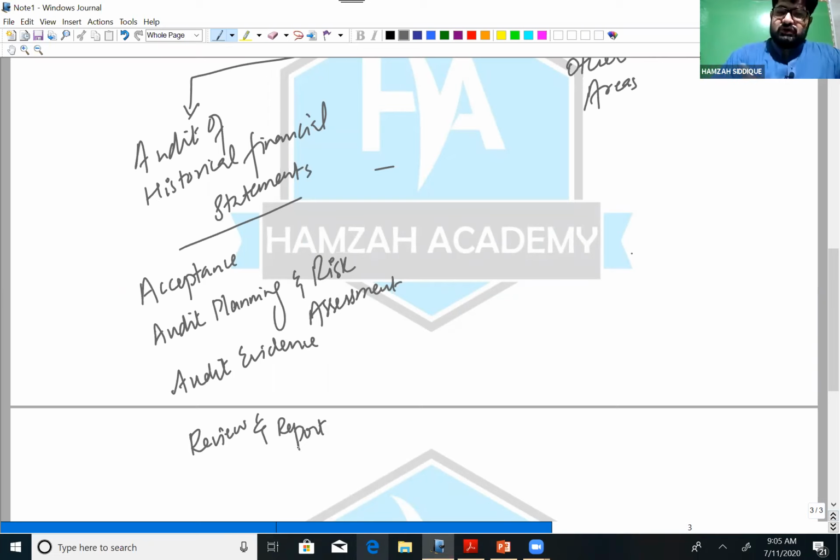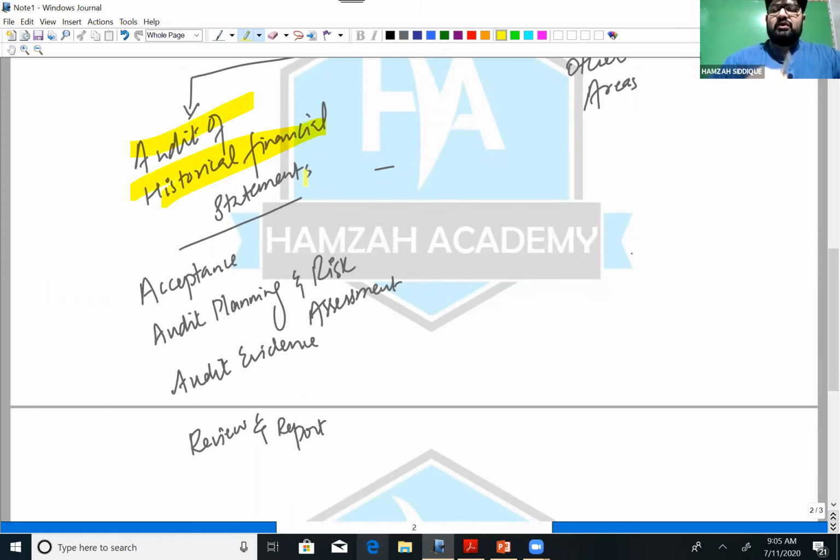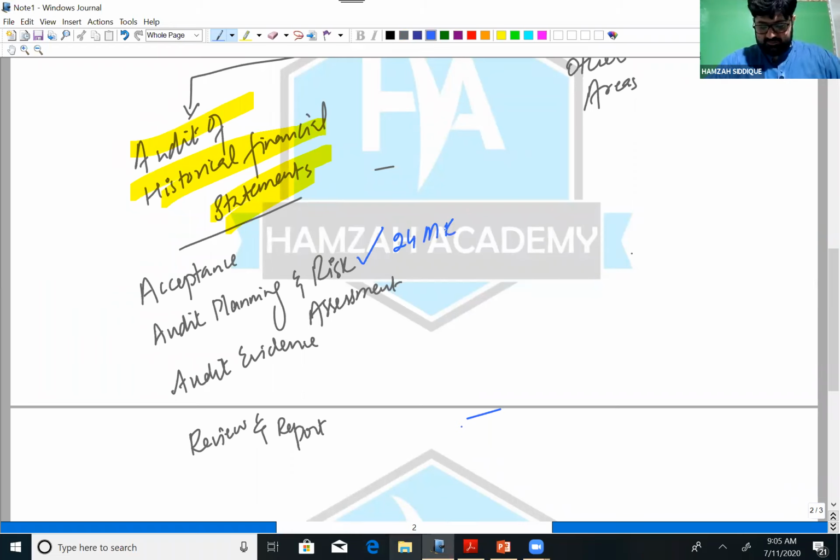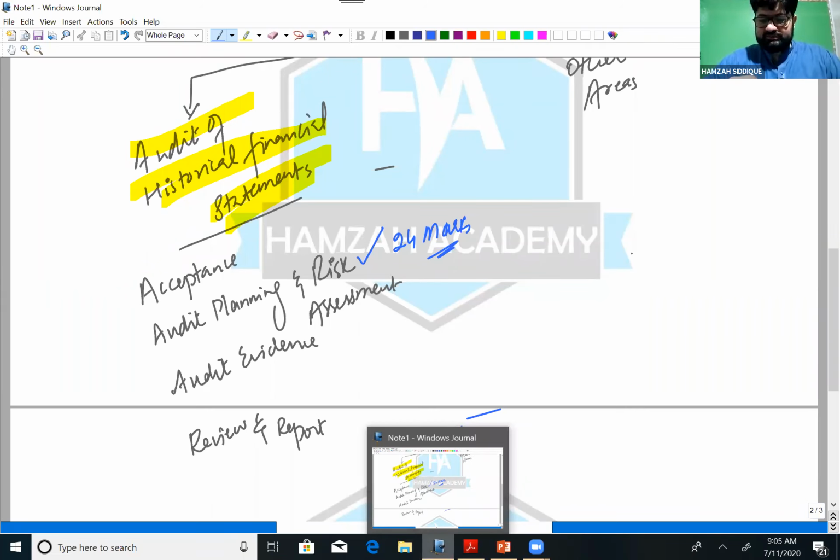Students, this audit of historical financial statements is actually based on your previous knowledge. But again, as I have said, we will be studying it afresh. Now remember this area, planning and risk assessment: around 24 marks on average, tested in every exam. Audit evidence is tested at around 20 marks on average, maybe from 20 to 30 even sometimes.